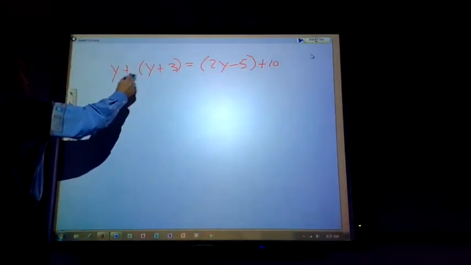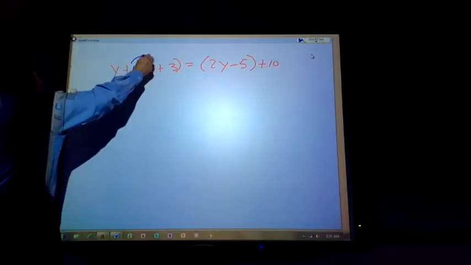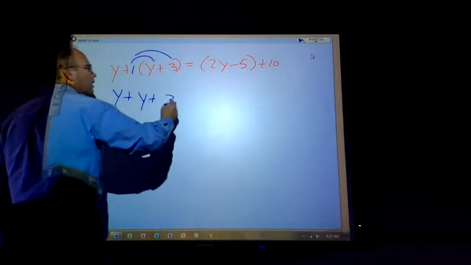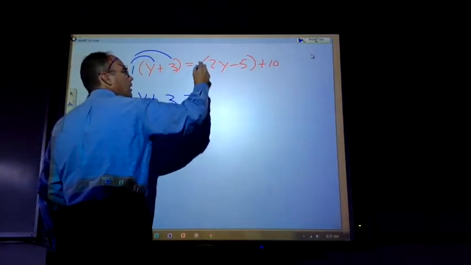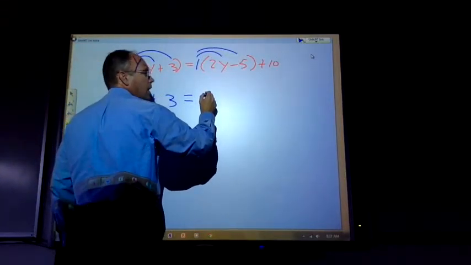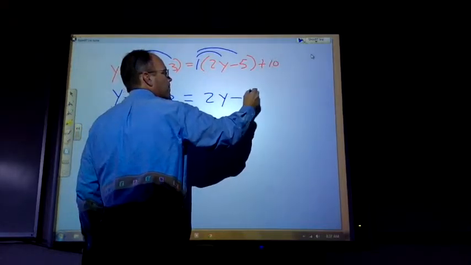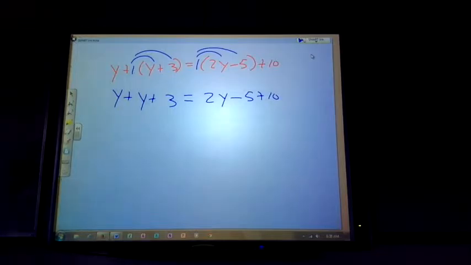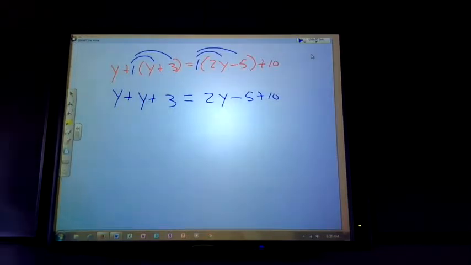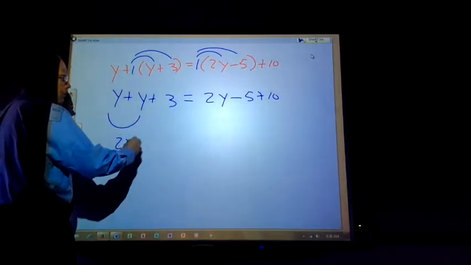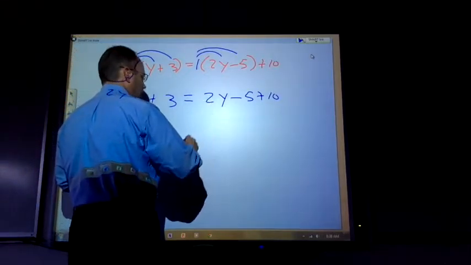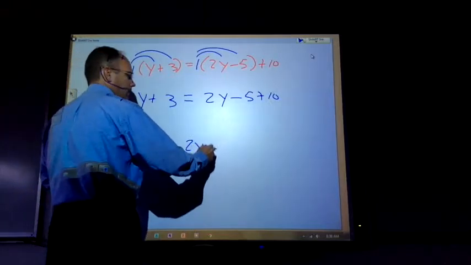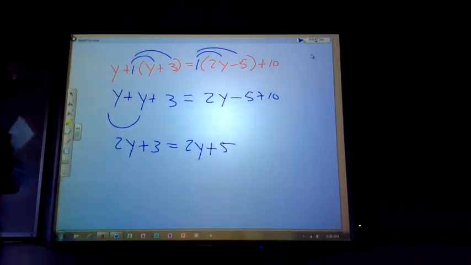What's in front of this parentheses? A 1, so if you distribute the 1 over, do the signs change? No. What's in front of this parenthesis? A 1, if I distribute over, do the signs change? Okay. Do I have like terms on the left side? Y plus y is? 2y. 2y negative 5 plus 10 is? Positive 5. A couple of you had questions once it got to this point.